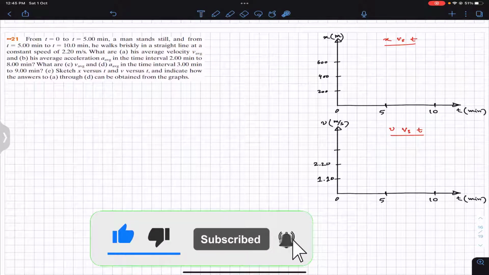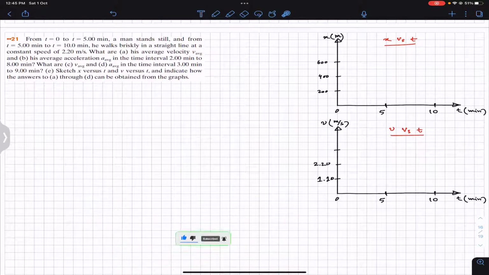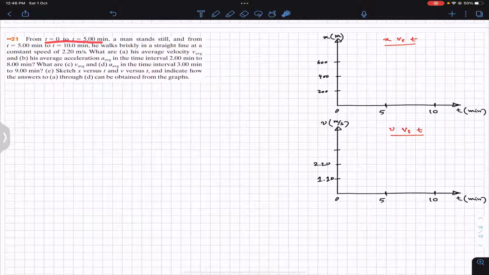Now we are going to solve another problem from Fundamentals of Physics by Resnick Halliday, from chapter 2. The problem says that from t equals 0 to t equals 5 minutes, a man stands still, and from t equals 5 minutes until t equals 10 minutes, he walks briskly in a straight line at a constant speed of 2.20 meters per second.